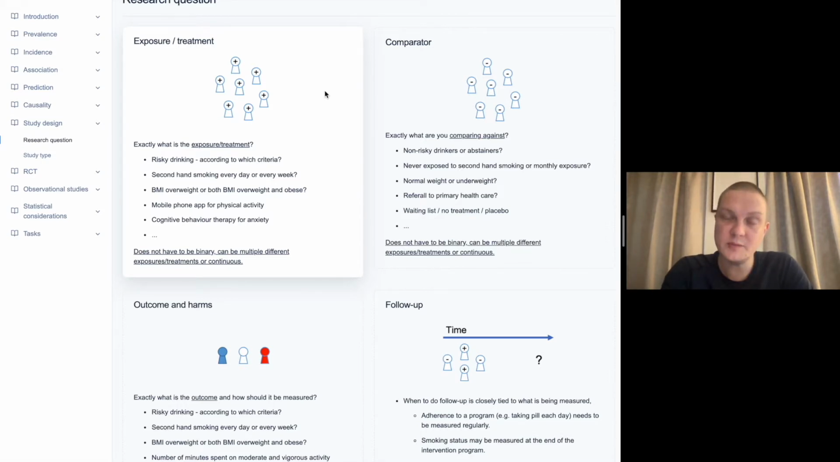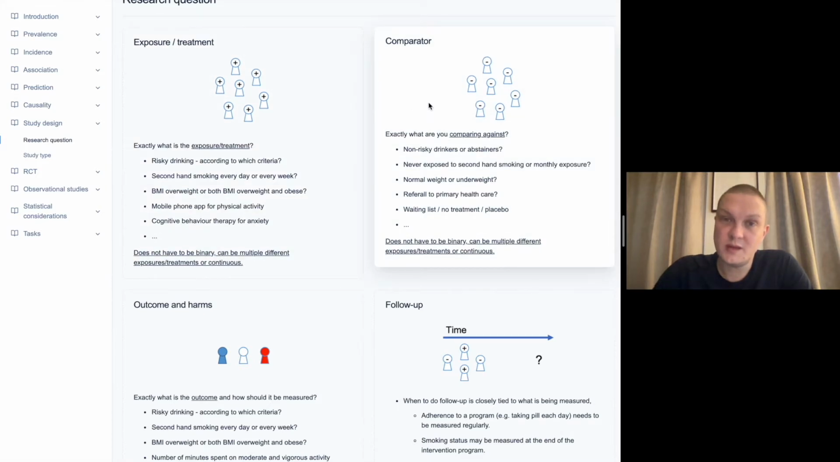It doesn't have to be binary. It could be multiple different exposures that you want to study, or even continuous. You could look at, for instance, BMI over a continuous scale if you wanted to. We're going to think about it as binary just because it's simpler to discuss, but in reality, everything we say here can be applied even if it's not binary.